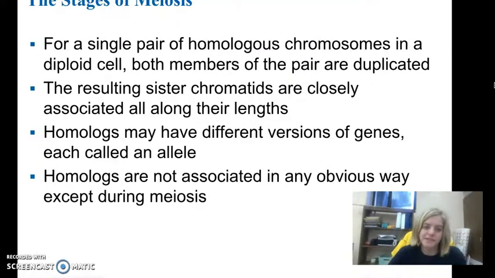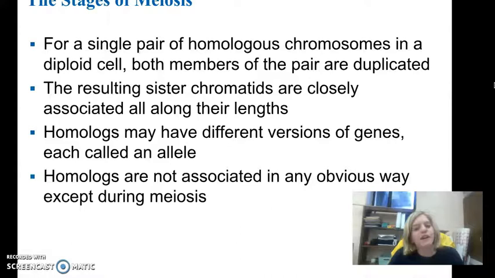Meiosis takes place in order to create gametes, which are either your sperm or egg cells, and those are the cells that are going to be responsible for sexual reproduction. So that is the only type of cell where meiosis will occur.